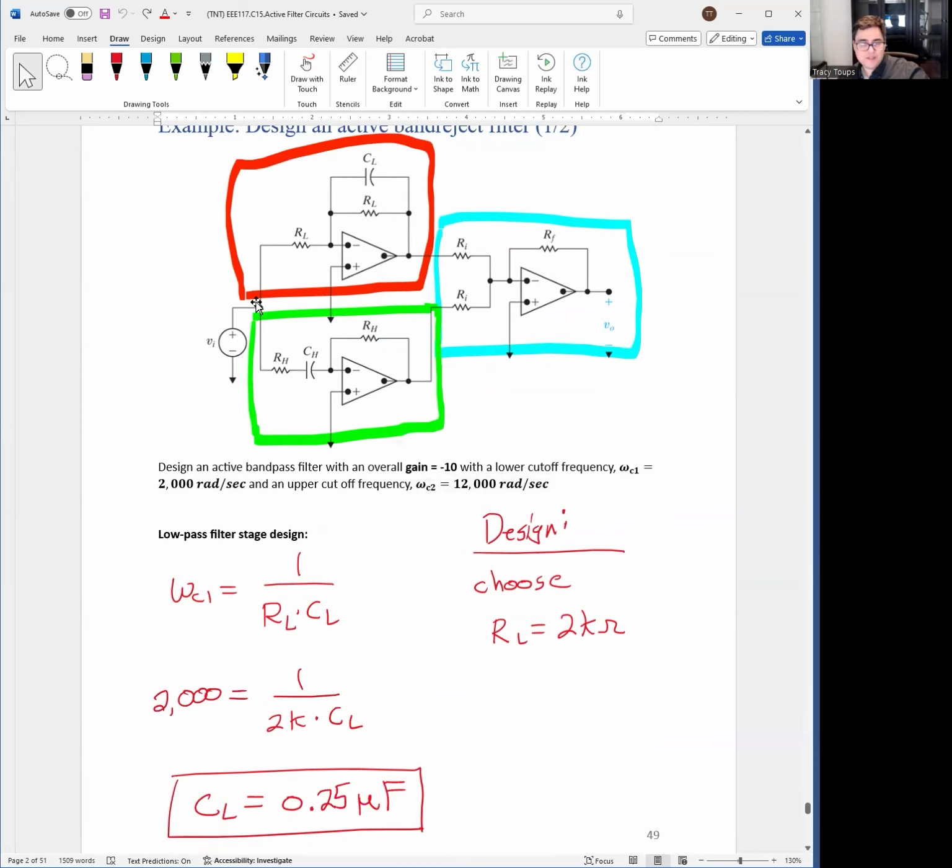So topology-wise, notice you have your input voltage. This input voltage then branches off to a low-pass section and then a parallel high-pass section. And this comes out to an amplification stage.